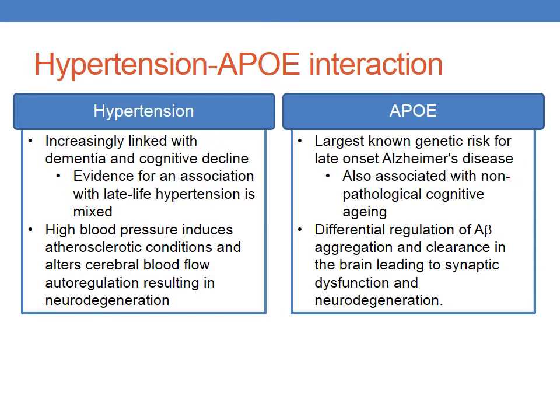APOE, as I said earlier, is a large genetic risk factor for Alzheimer's disease, and it's also associated with non-pathological aging. It's hypothesized that the different alleles of APOE, so E2, E3, and E4, have differential binding to amyloid beta peptides within the brain, and this results in differential regulation of amyloid beta aggregation and clearance in the brain, and that leads to synaptic dysfunction and neurodegeneration. So this is the predominant hypothesis. There have been other hypotheses that are independent of amyloid beta that have been proposed, but this tends to be the most predominant one.